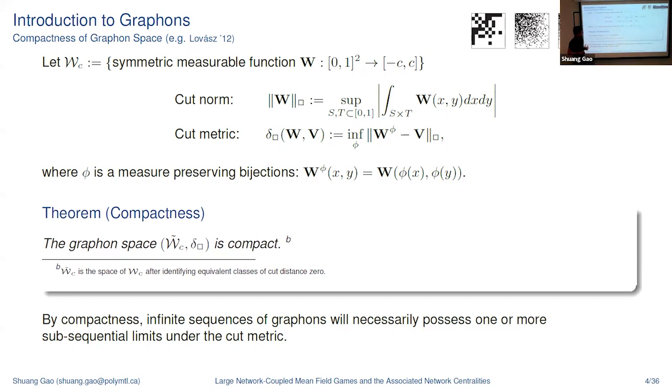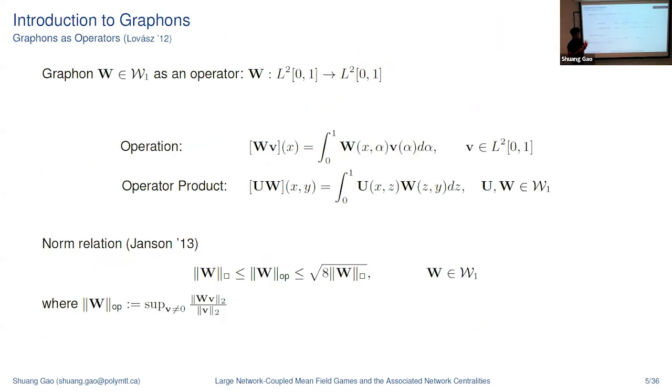One important property of the graphon space is that under this cut metric, the graphon space is compact, which means an infinite sequence will always have subsequential limits under the metric, and the limit stays in the space. So it's meaningful to talk about the limit object. Now, graphons can be used as operators. In particular, they can be used as operators from L2 functions to L2 functions. And the operation is as follows. We have an L2 function here, and this is the graphon. We take the convolution integration with respect to the intermediate variable that produces output at the index x.